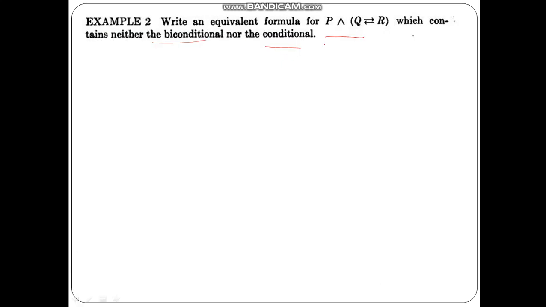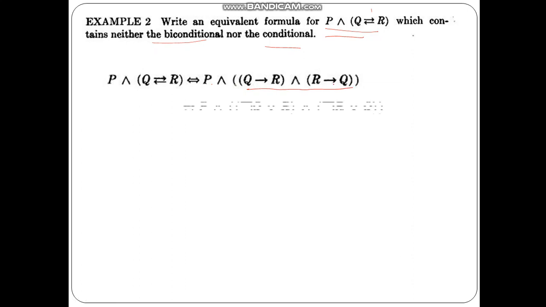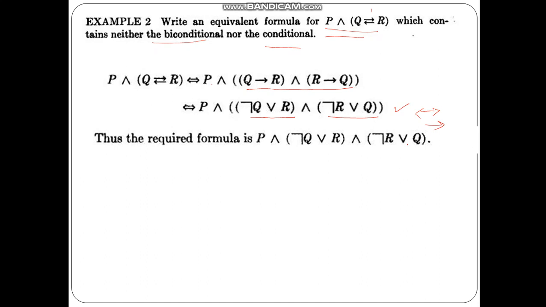So here, first of all I have to eliminate the biconditional. So the first step is (P implies Q) and (Q implies R) and (R implies Q). Now this Q implies R can be replaced as not Q or R, and this can be replaced as not R or Q. So this is the required statement, which neither contains a biconditional nor a conditional statement. Thus the required formula is P and (not Q or R) and (not R or Q).